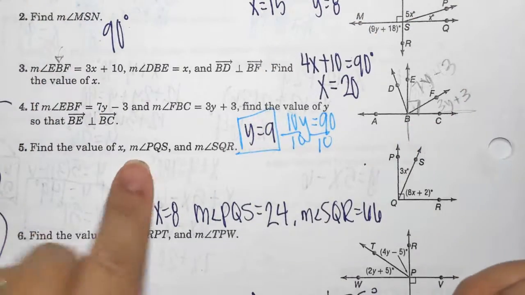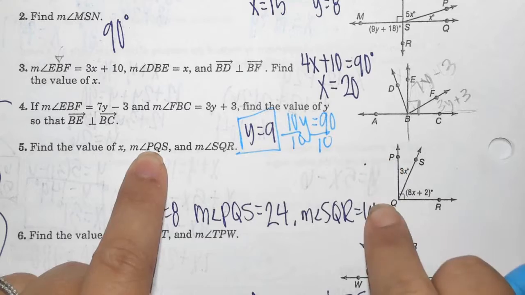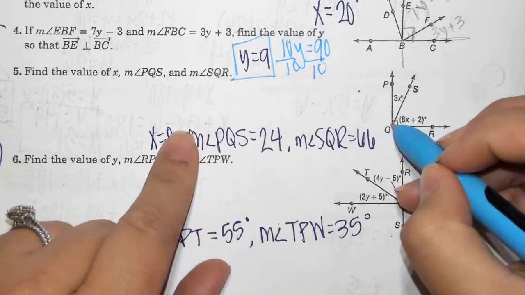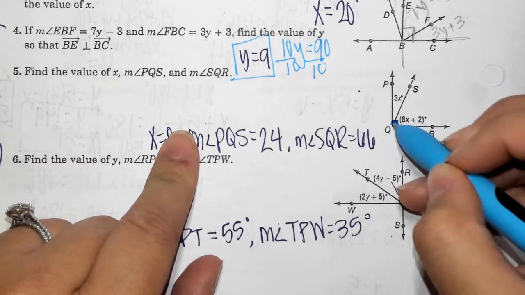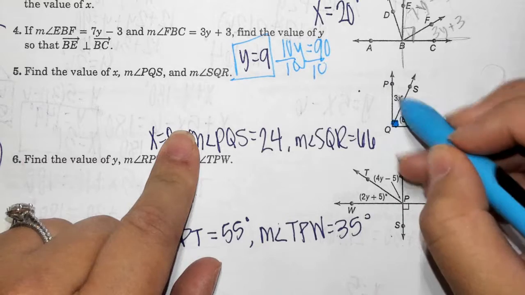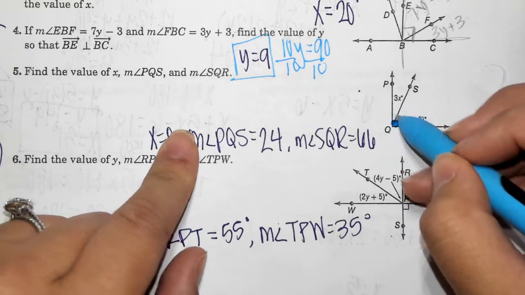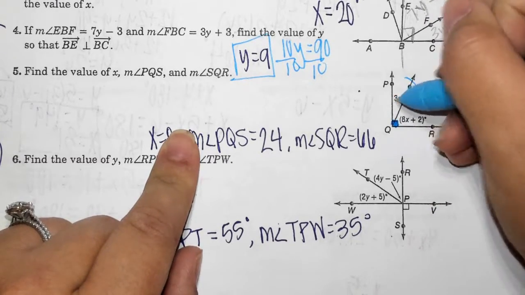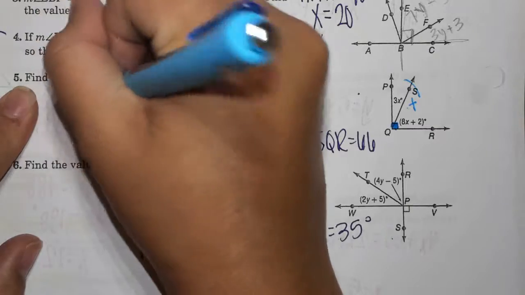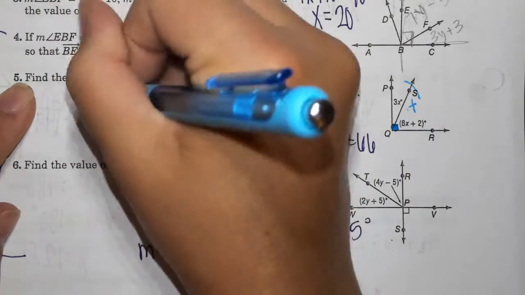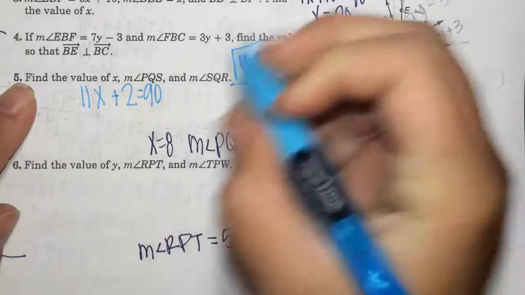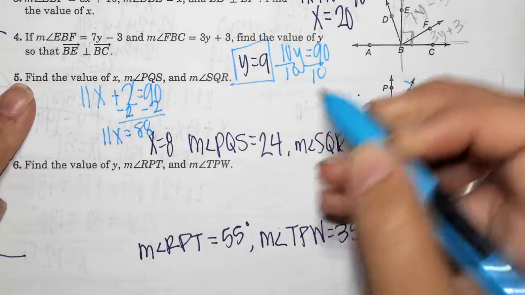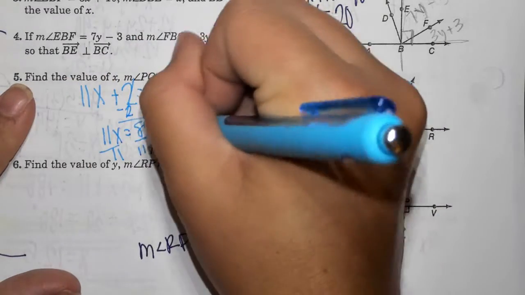Okay, 5. Find the value of x so that PQS... Oh, we're finding all these. Okay, so we had to find all these angles. But what is this right here? What does this represent? 90 degrees. So together, these two angles equal 90. So I'm going to skip the first step. 3, so I'm adding these two angles together. What's 3 plus 8? Okay, 11x plus 2 equals 90. Subtract 2 from both sides. You get 11x equals 88. Divide by 11, and you get x is equal to 8.